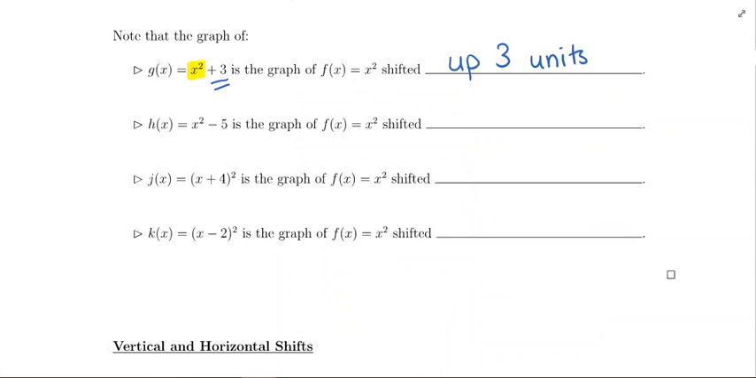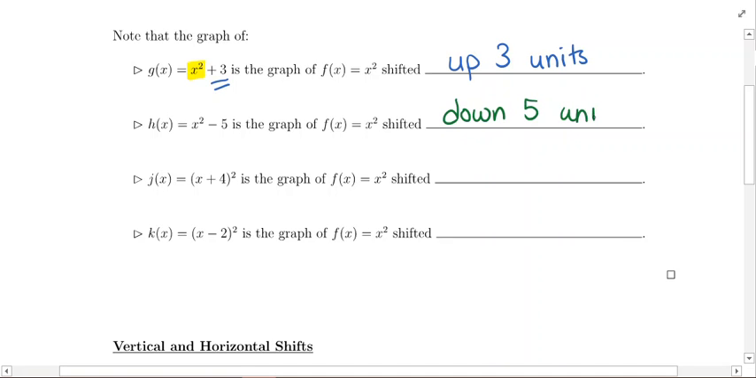So let's go write that down. h of x is equal to x squared minus 5 is the graph of f of x equals x squared shifted down 5 units. Again, if you compare the formula, look at the equation for h of x. It is the original function x squared. This time we're subtracting a number. So if you subtract a number, that forces you to go down.